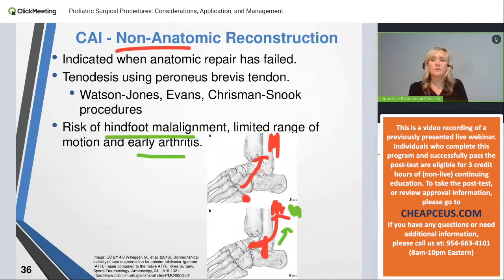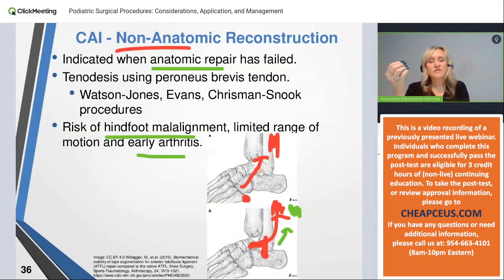At this point, though, when the surgeon's making their decision, if this patient has already had a failure of the anatomic repair, what are they going to go to? They may make the decision that while they're risking that potential arthritis and malalignment, they haven't had to go yet to that arthrodesis for the patient, where they know no motion is going to be permitted, or they're significantly restricting motion that will lead to adjacent arthritis. So this is kind of that in-between procedure to try and still avoid that arthrodesis.